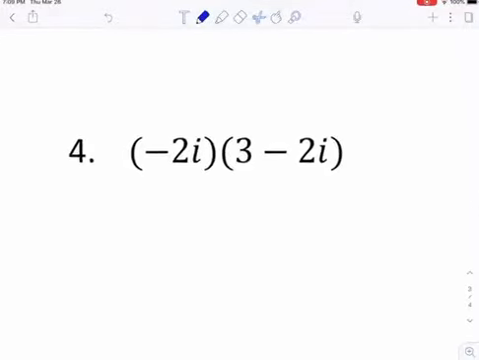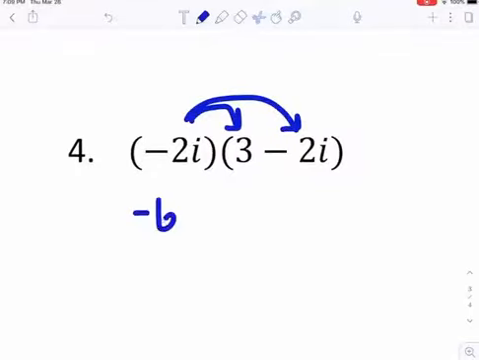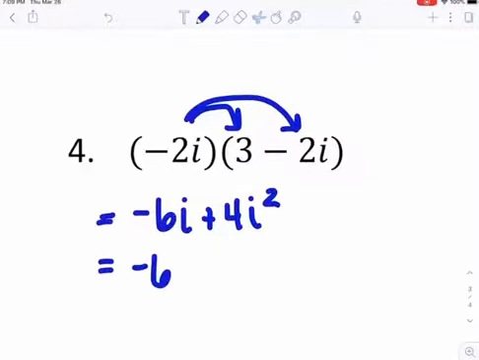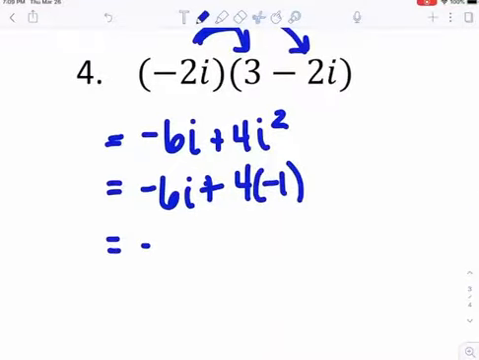Okay, number 4, very similar, so I'm going to distribute this negative 2i inside of the parentheses. So negative 2i times 3, that's just negative 6i. And then negative 2i times negative 2i becomes positive 4i squared. But I know that i squared becomes negative 1, so 4 times negative 1. So the final answer is actually negative 6i minus 4.